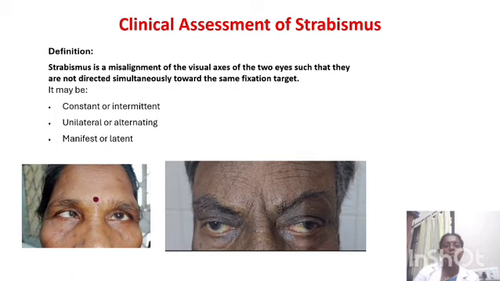Strabismus is a misalignment of the visual axis of two eyes such that both eyes are not directed toward the same fixation target simultaneously. The deviation may be constant, intermittent, unilateral or alternating, manifest or latent. Clinical assessment begins by identifying the nature and characteristics of the deviation.